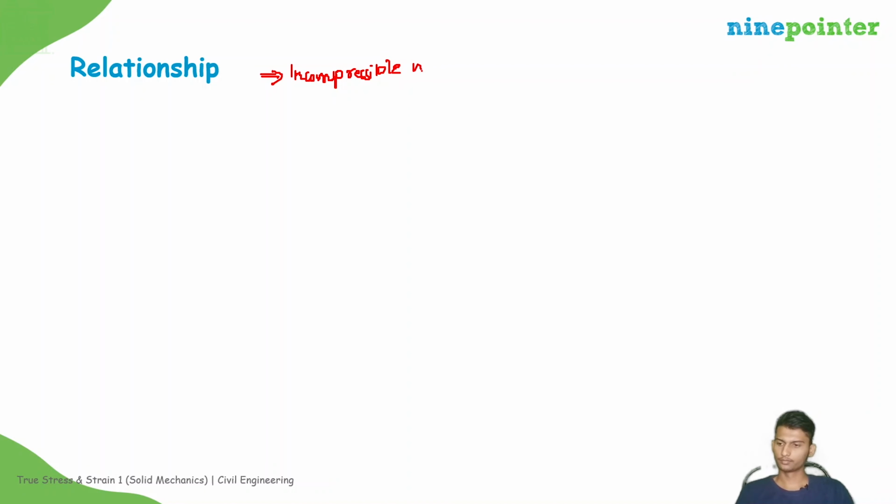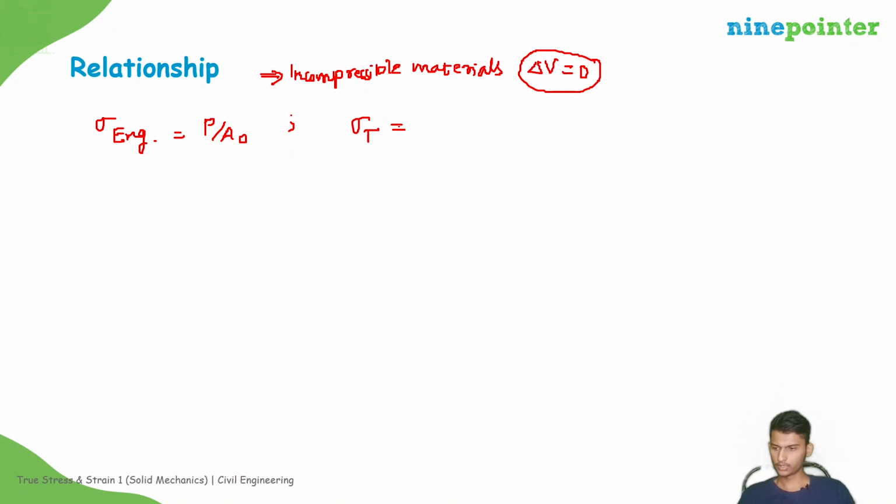Incompressible materials means del V will be equal to 0, right? Change in volume will be 0. So initial volume equals final volume. So sigma, the engineering stress, will be equal to P by A naught. Sigma true stress will be equal to P divided by Ai. Let us multiply and divide by A naught. Then we will get sigma engineering into A naught divided by Ai, right?